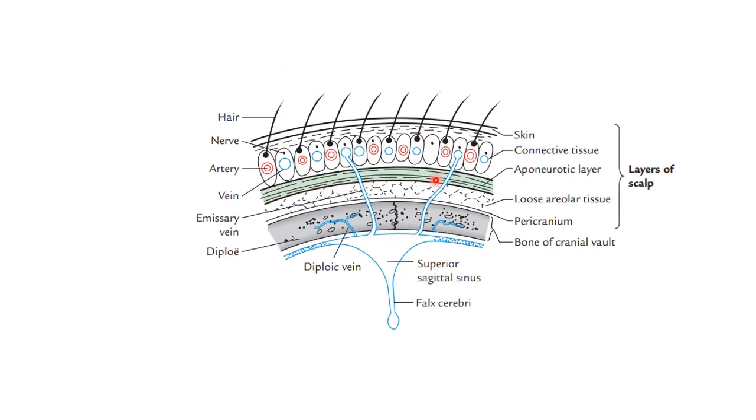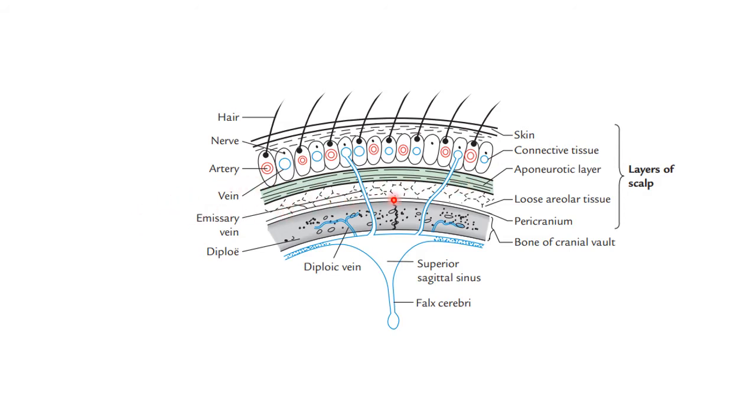Now coming to the third layer, that is the epineurotic layer. This is formed by the occipitofrontalis muscle. Occipitofrontalis muscle has two bellies. One is the frontal belly and the other is the occipital belly. The frontal belly is called frontalis muscle. The occipital belly is called occipitalis muscle. In between there is epineurosis. Since the greater part of this layer is made up of the epineurosis, it is called the epineurotic layer. This layer is also called the epicranial epineurosis or galea epineurotica.